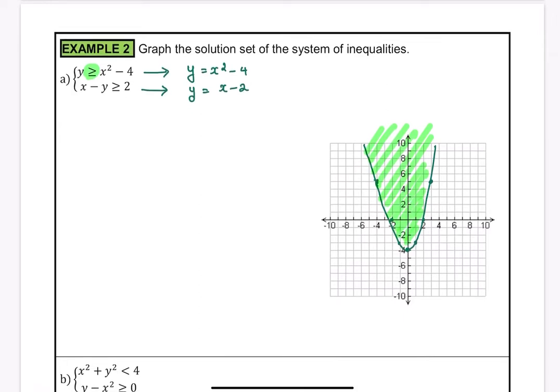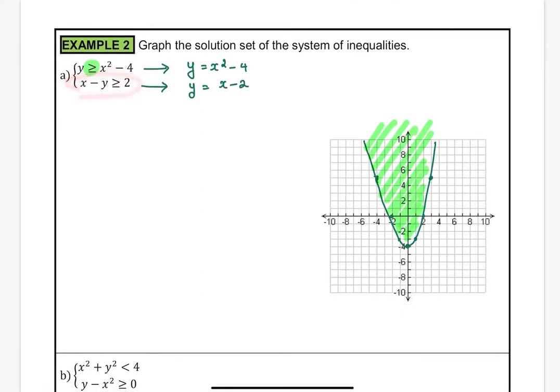What do I mean by that? This one is a little tricky. Although I write the equation this way, I need to rewrite this inequality with y being positive. So it's easier for us to do it.